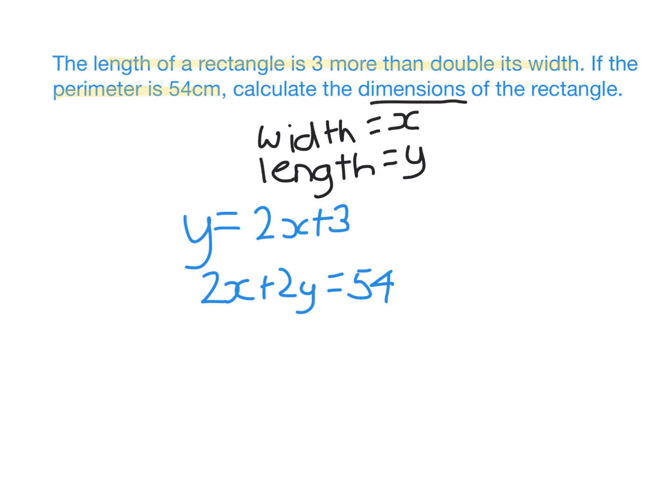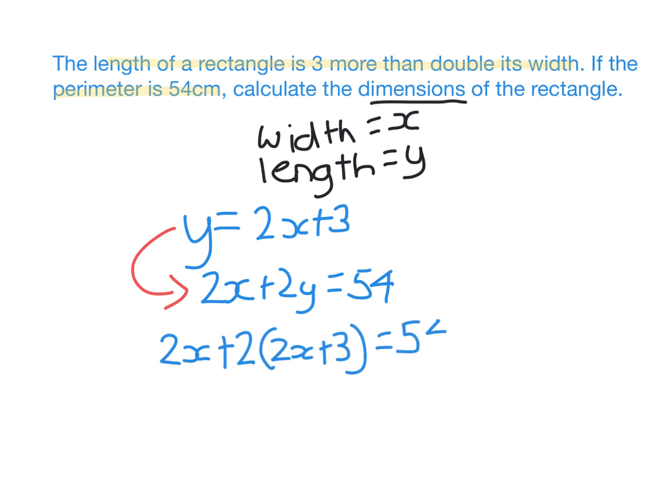So we take the equation that has y or x as the subject, in this case, that's this one, and we substitute it into the second equation. That means I take my second equation and I replace y with, in this case, 2x plus 3. Once again, remember to put brackets around the expression you substitute. So now I have one equation with one variable. I expand the brackets, so I get 2x plus 4x plus 6 equals 54. We collect like terms, so we get 6x plus 6 equals 54.